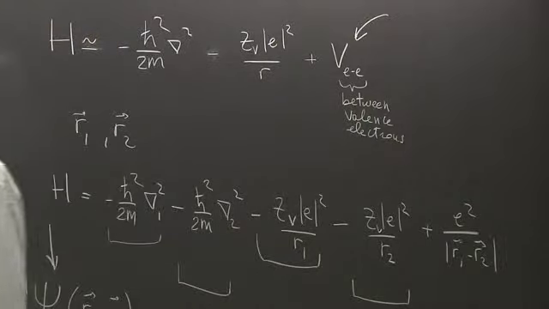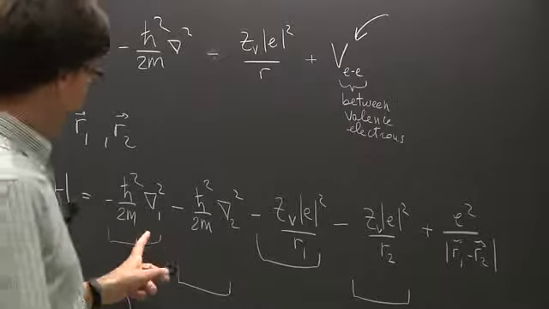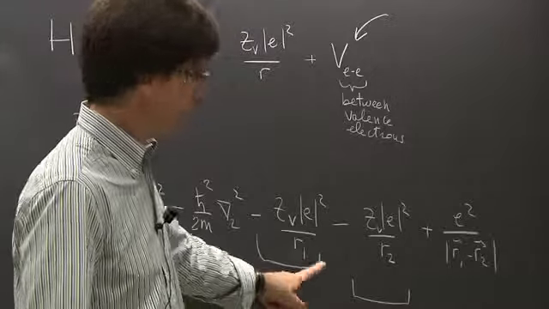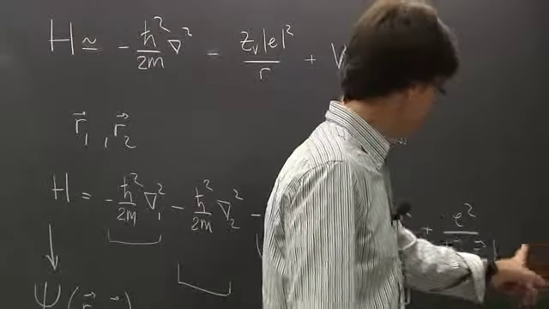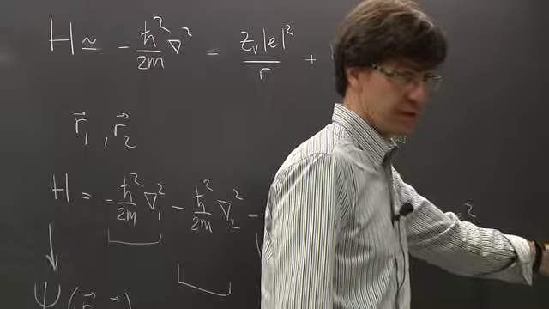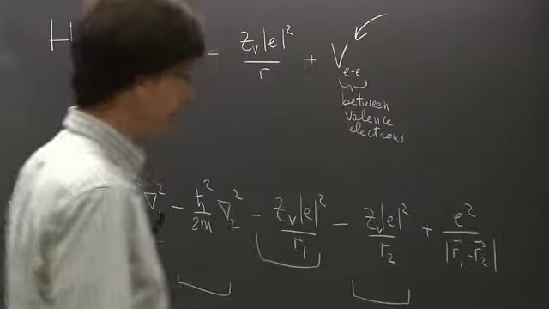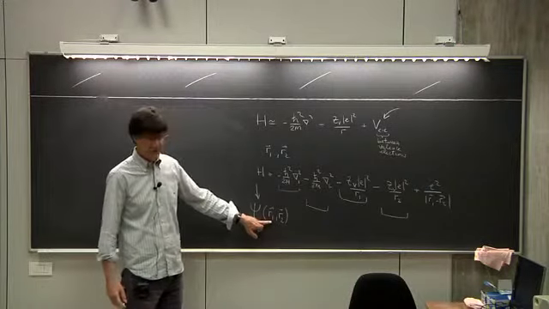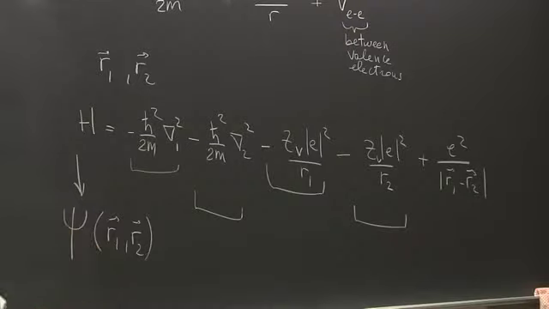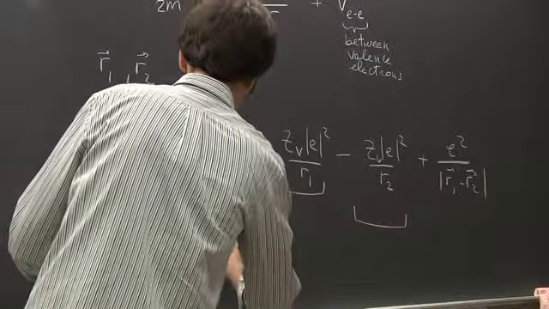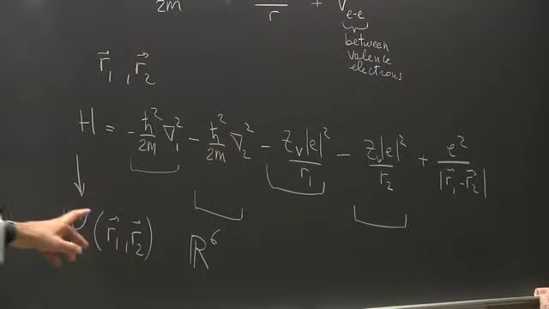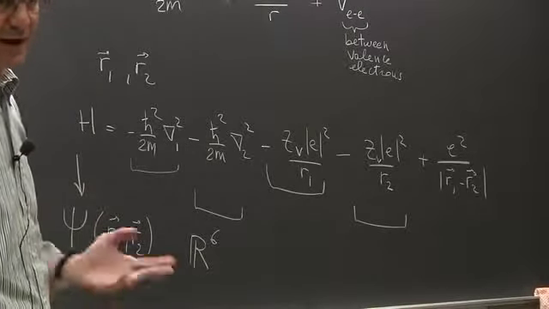Now, suppose instead of having 2, I have 3 particles. If I have 3 particles, then I will have delta 3, I will have 1 over R3, and then here I will have 2 more terms, R1 with R3 and R2 with R3. And the wave function will be a function of 9 variables, right? So the wave function for 2 particles is defined in R6. The Hamiltonian for 3 particles is defined in R9.